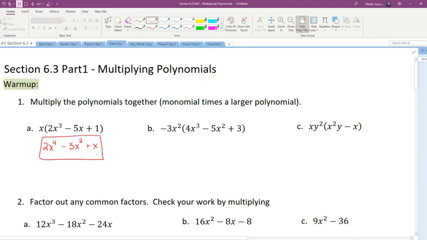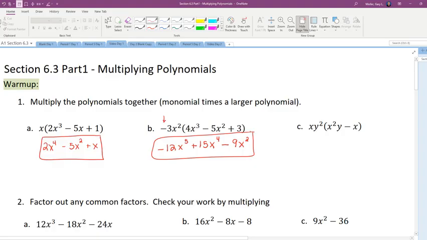Next one, oops, spotting that negative, going to pay attention to it the whole time. A negative times a positive is a negative. 3 times 4 is 12. X squared, x cubed, x to the fifth. A negative times a negative is a positive. 3 times 5 is 15. X squared and x squared is x to the fourth. Negative and a positive is a negative. 3 times 3 is 9. I have no more x's to multiply, so I'm just going to keep it at x squared.